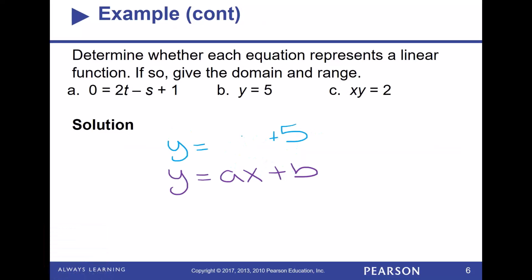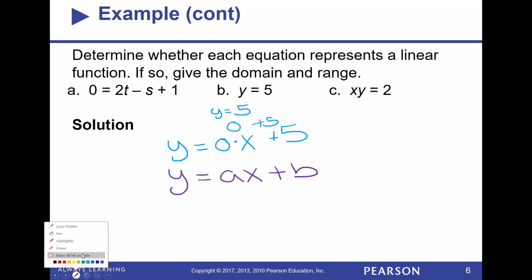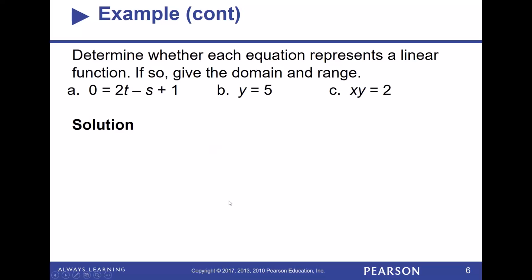What is the only number that I can plug in front of x that would make that x go away? Well, that would be 0. So 0 times x is 0, and 0 plus 5 is 5, which is where we get that y equals 5. So it can actually be written in that format we were talking about, y equals ax plus b. So is this linear? Well, 100% yes.